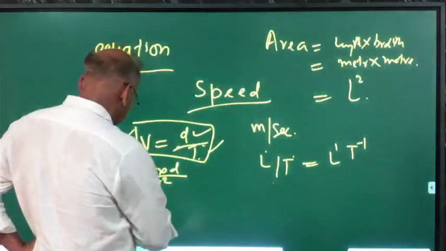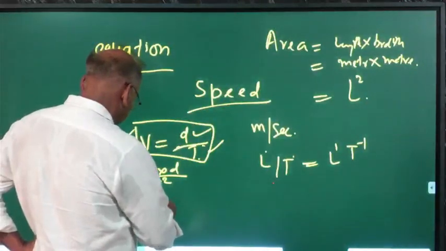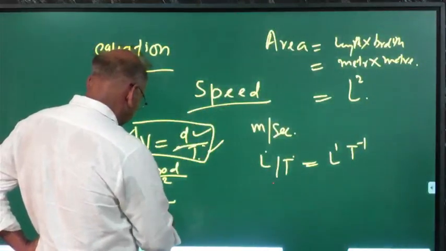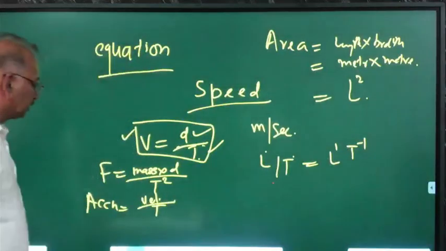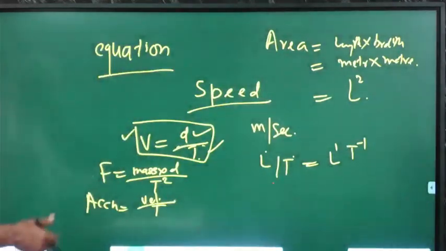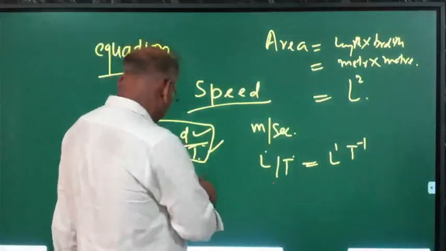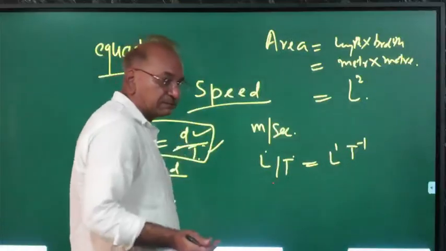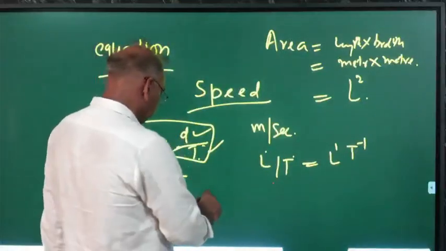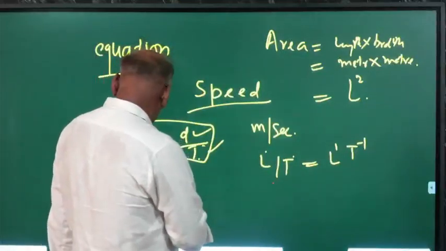Acceleration is velocity changing with time. It is velocity upon time. Suppose velocity is increasing or decreasing constantly or rapidly, then its acceleration is measured. In that case, velocity is changing.